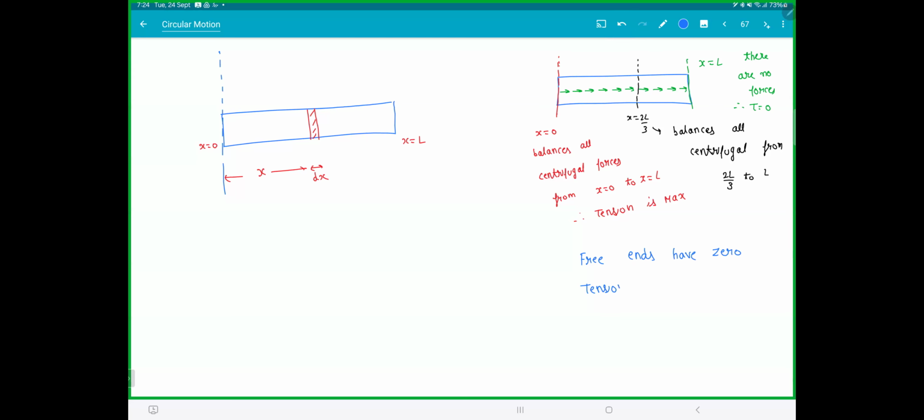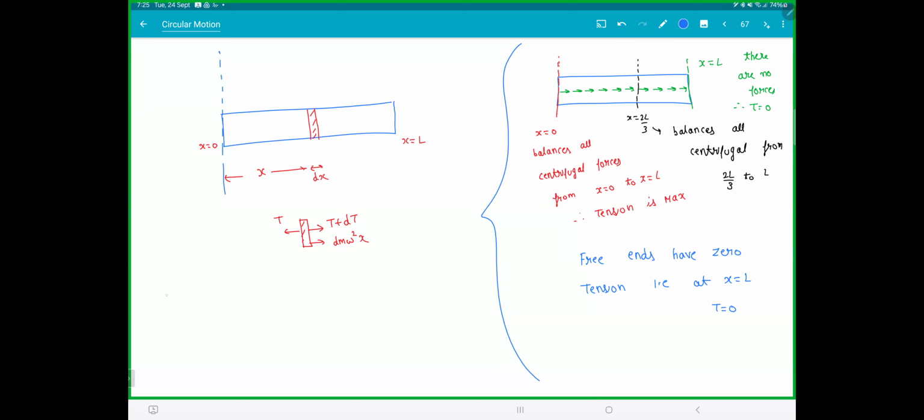Clear? That is, at x is equal to L, the tension is 0. This is the first thing, everyone. As you go to the right side, tension is decreasing. Now, when you look at this piece here, take a small piece here, draw the FBD. What are the forces? T plus dT, T, and the centrifugal force, dm omega square x. So every small piece, the tension is increasing by dT.